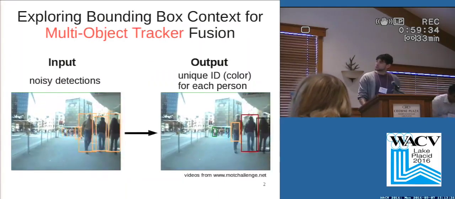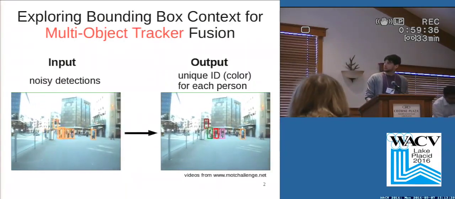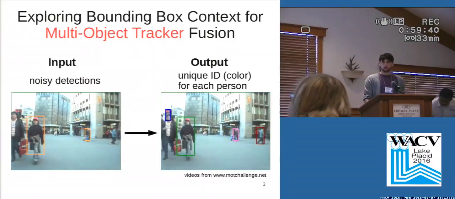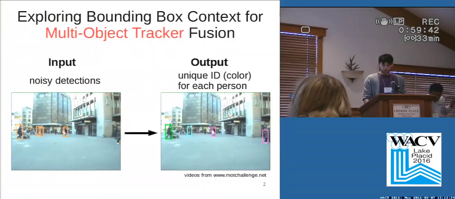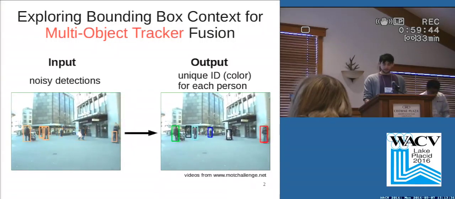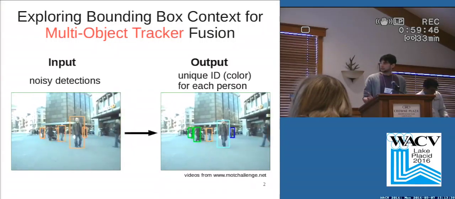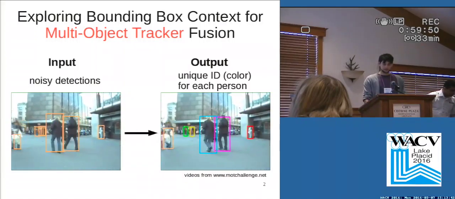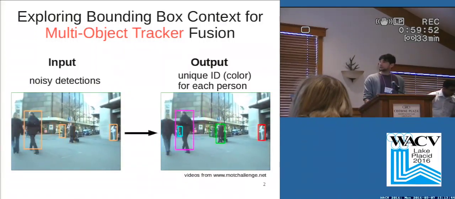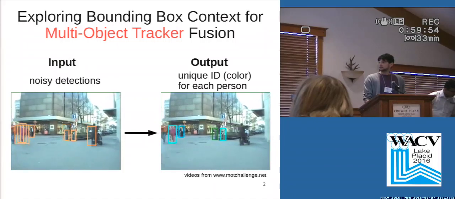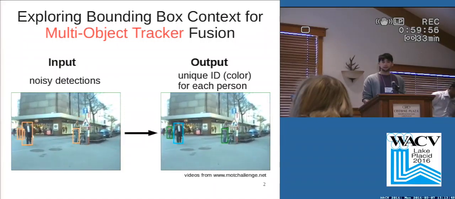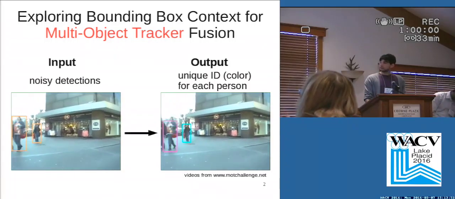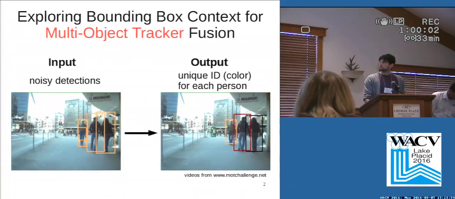So the problem is multi-object tracking. What is multi-object tracking? We have a video sequence like here on the left with potential positions of pedestrians resulting from a pedestrian detector. And as you can see, these detectors are noisy. You have some false alarms, you have some missing detections. And the goal of multi-object tracking is to get rid of this noise and to assign a unique ID, a unique track here represented as color, to each person individually.